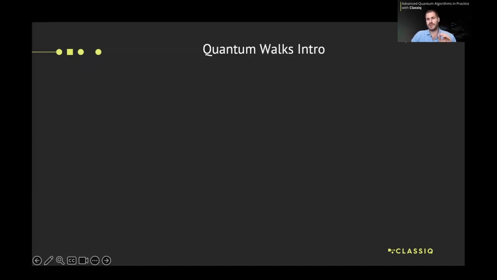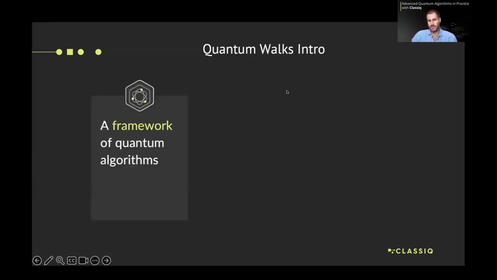So a brief introduction of quantum walks, or just to state what it is. It's a framework of quantum algorithms. The idea comes from classical random walks, and then there was a quantized version, quantum walks, and from the first version, there were many different things that are called quantum walks.